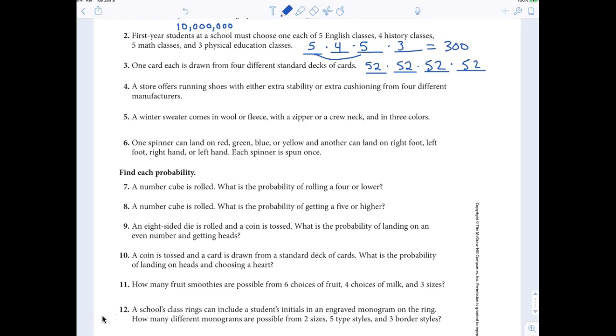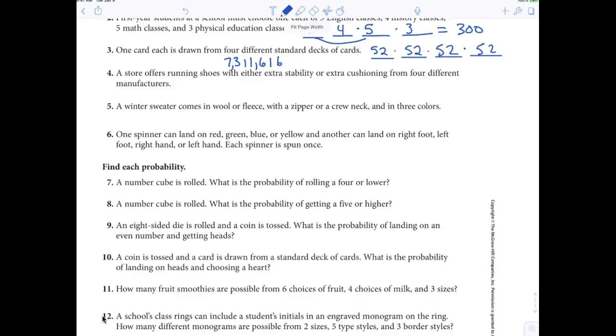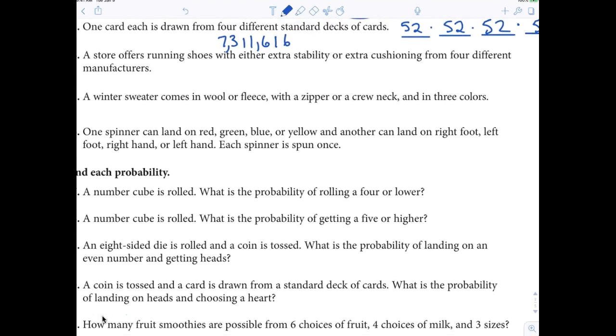and tell me what 52 times 52, or you could say 52 to the 4th power. I got it. What is it? It's a big number. 7,311,616. Is that what you got? Yeah. Now again, boys especially, you're not supposed to write that number down.